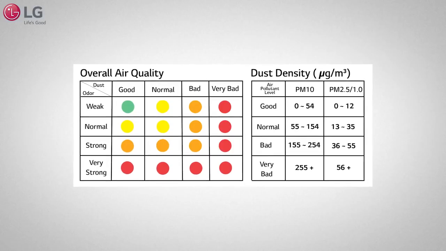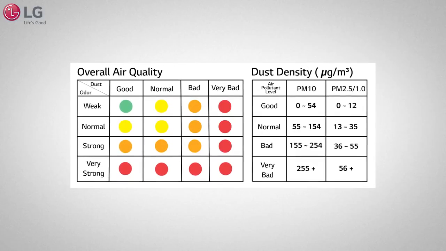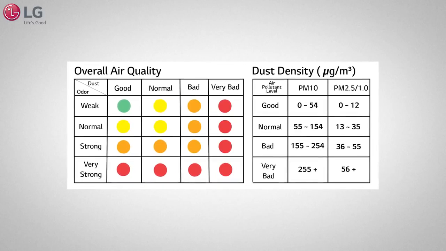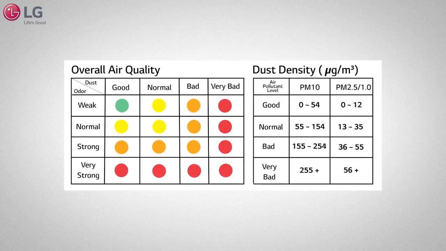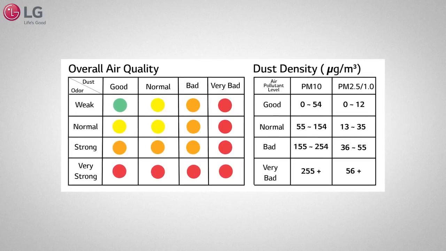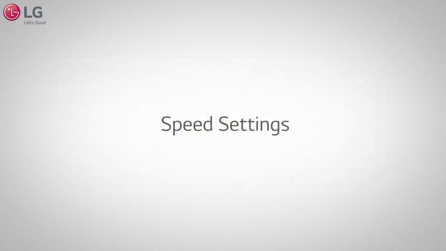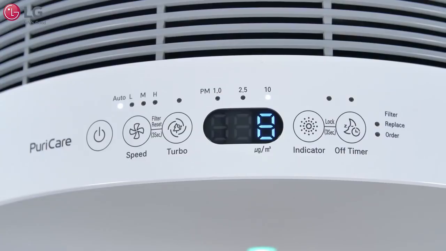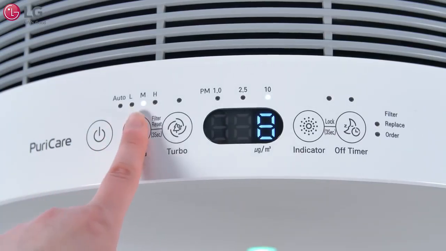To understand specifically how dust density levels affect the status of your air quality, refer to the Indoor Air Quality Guide sticker located on your product or in your manual. Your air purifier will automatically set to auto mode once you turn it on, but you can also toggle through different speed settings. There's auto, which controls fan speed based on your air quality, low, medium, and high.